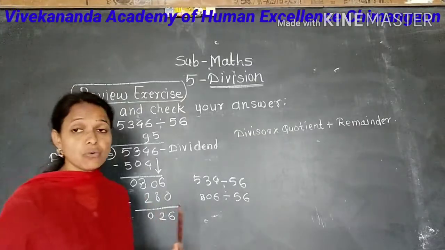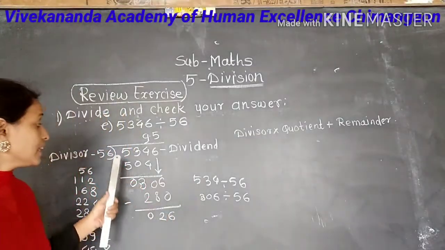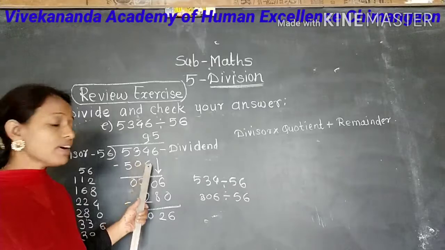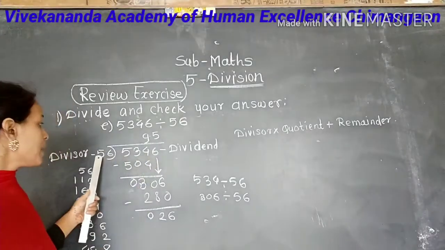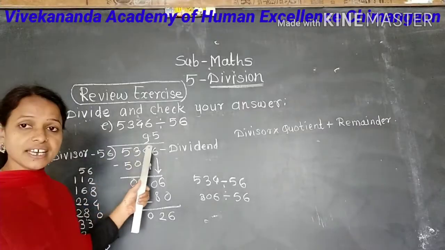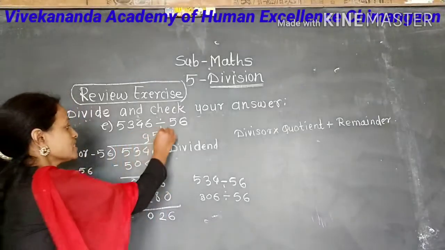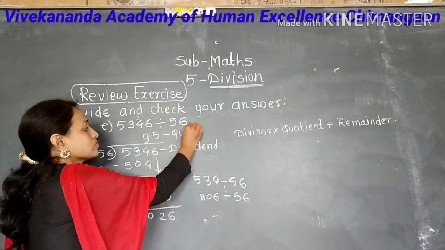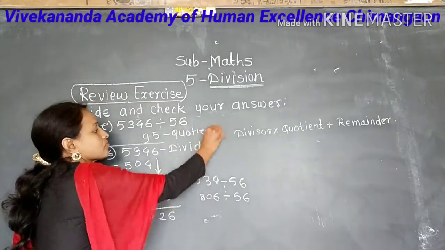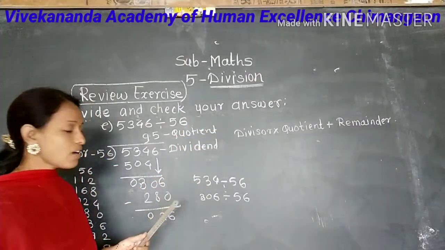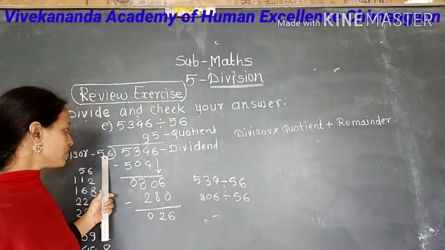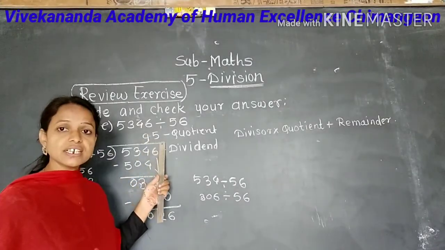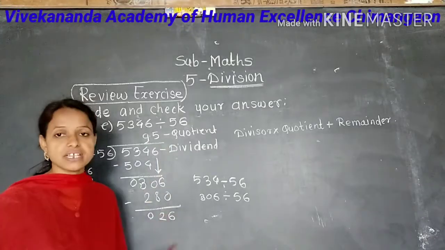Now here we have divided 5346 by 56. So we get the answer 95. So 95 is the quotient. Look here, students. We have divided 5346 by 56. We get quotient 95 and remainder 26.